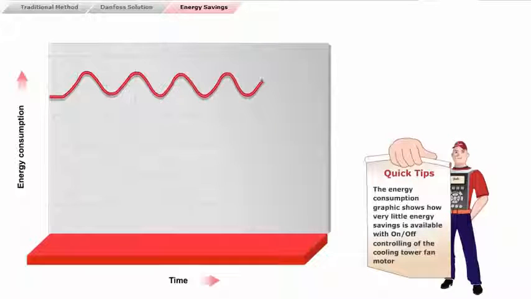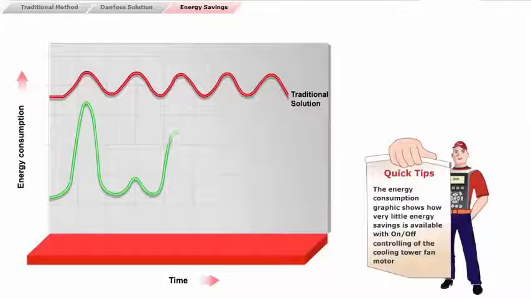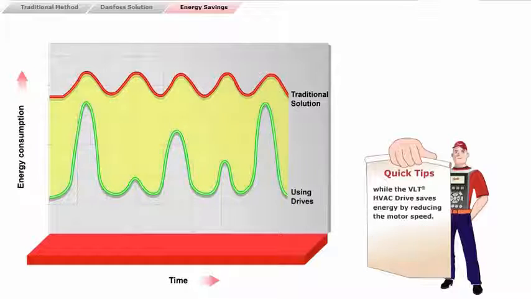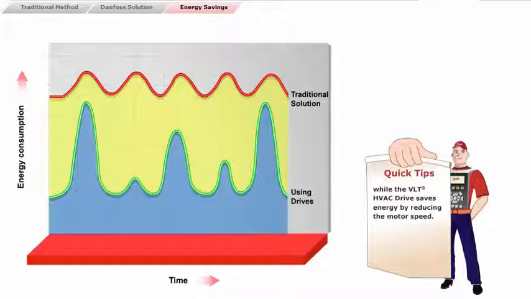The energy consumption graphic shows how very little energy savings is available with on or off controlling of the cooling tower fan motor, while the VLT HVAC drive saves energy by reducing the motor speed.